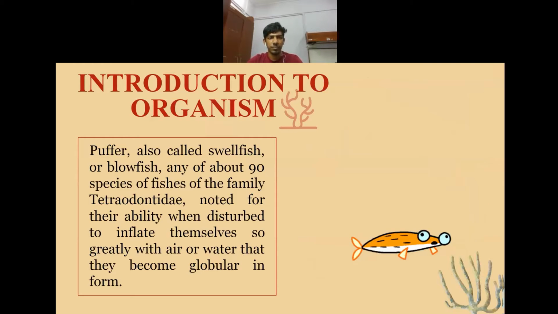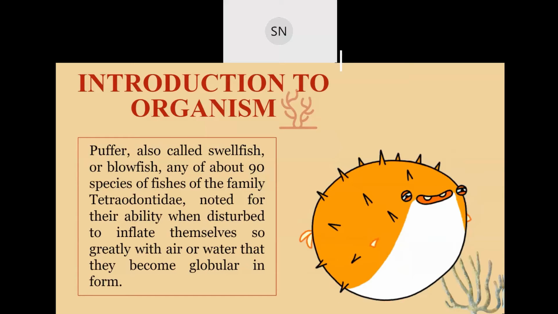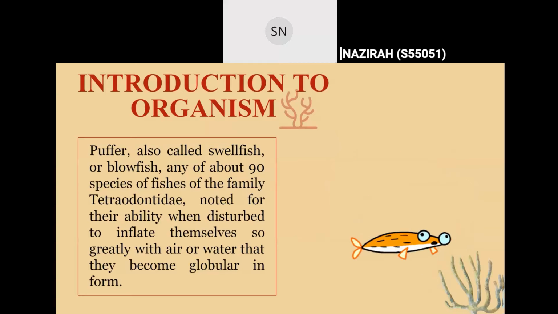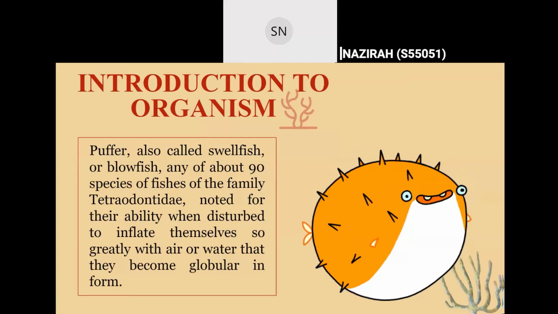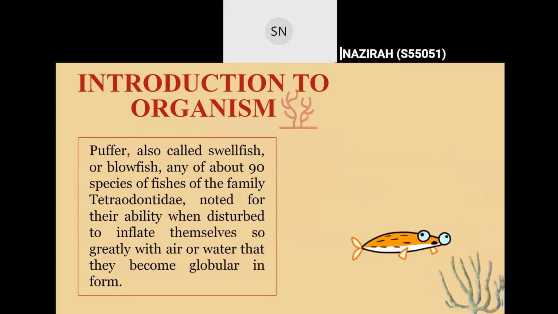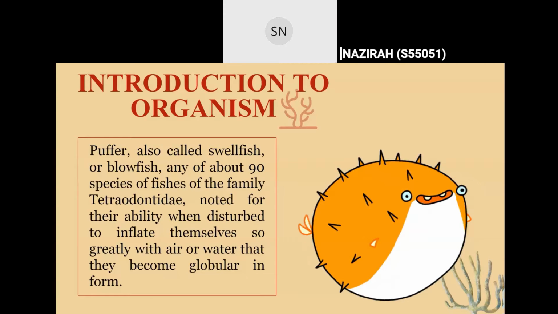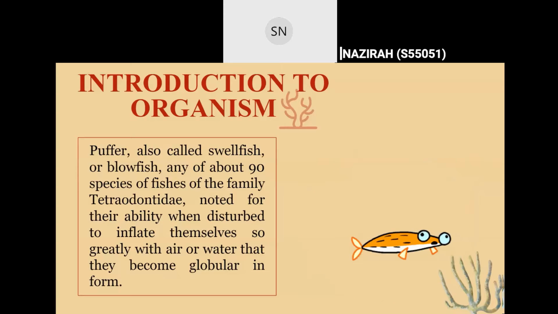Okay, first things first, we go to the introduction to our organism. The organism that we are choosing is pufferfish. Pufferfish, also called swellfish or blowfish, are any of about 90 species of fishes of the family Tetrodontidae, noted for their ability when disturbed to inflate themselves so greatly with air or water that they become globular in form.